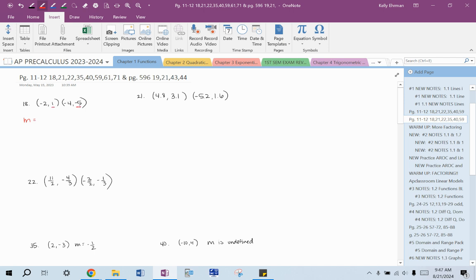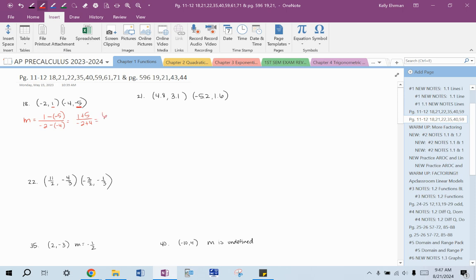Remember, we first need to subtract the y coordinates because slope is rise over run, so change in y over change in x. It does not matter what order you subtract these in, but once you commit to something, I did 1 minus negative 5, you have to go the same way for the x's. So negative 2 minus negative 4. Remember, minus negatives are really additions.